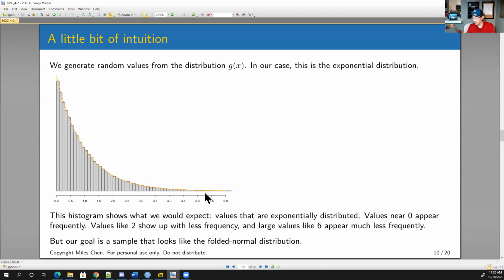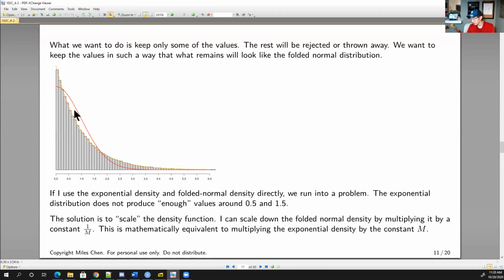But we don't want exponentially distributed values. We want values that are distributed according to the folded normal distribution. So if I overlay the density of the folded normal distribution, what we see is that the exponential values don't quite line up.